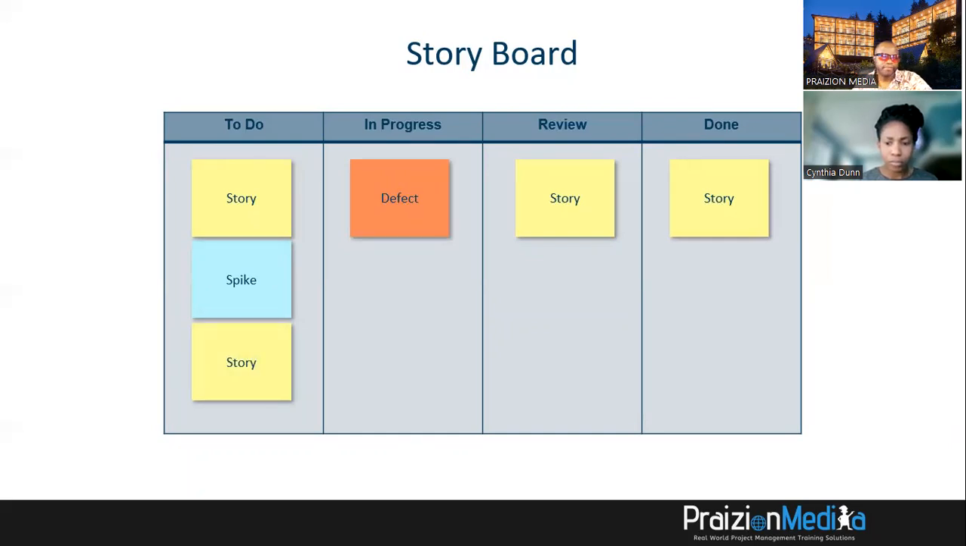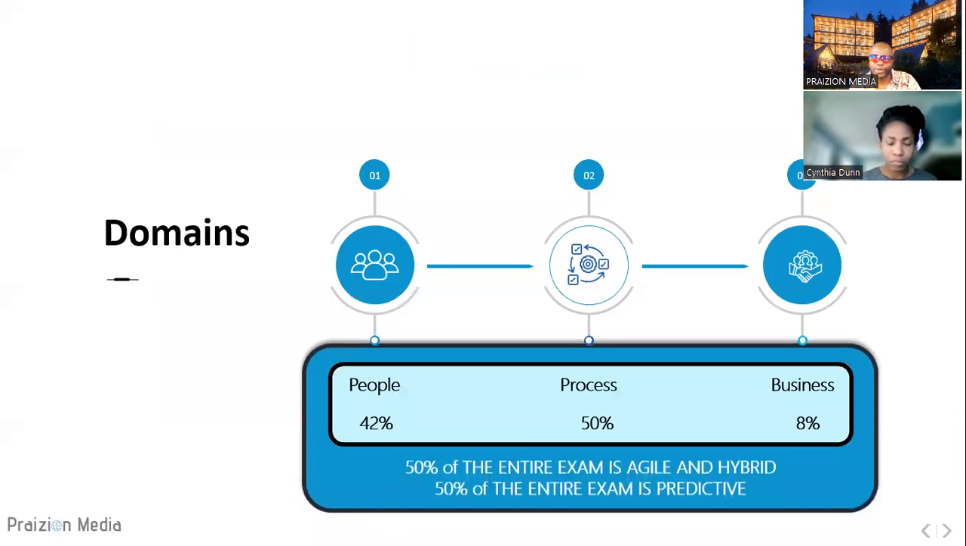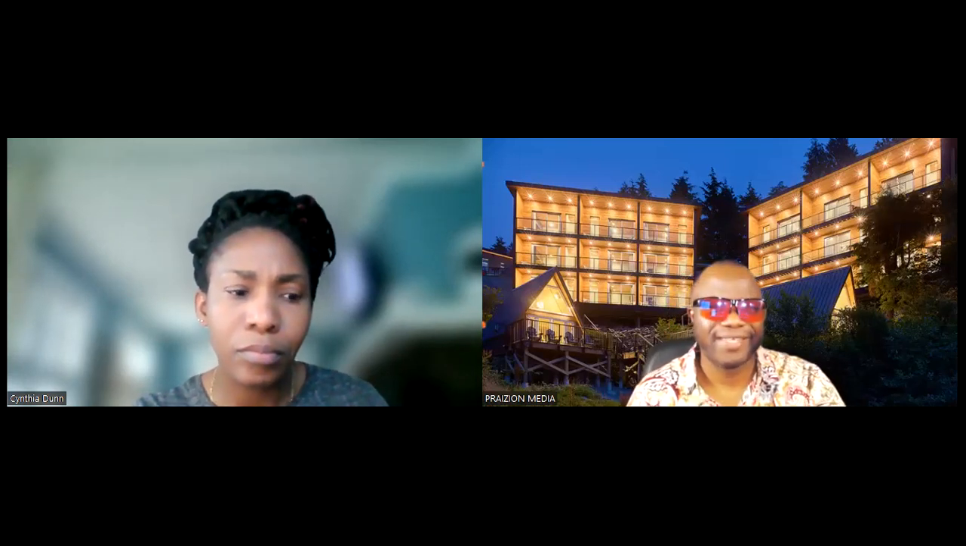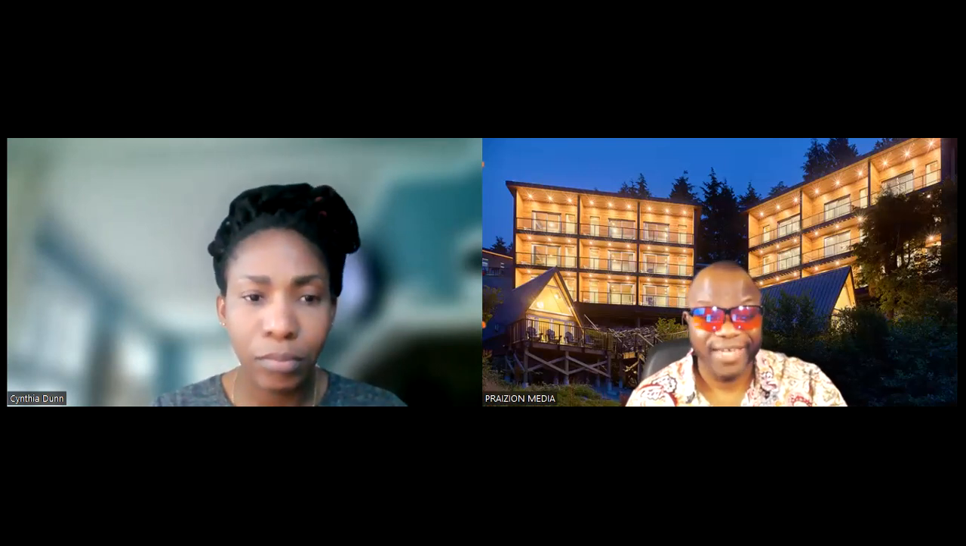Okay. To round this up, really focus on this breakdown of people, process, business, and then the slice of agile and hybrid being 50 and predictive being 50. PMI isn't playing. Don't bank on what a lot of people are saying. A lot of people are saying, well, you could only get like 10% predictive, everything else is going to be agile. That's a big fat lie. That has changed. You're now getting a whole lot of predictive. You're now getting a whole lot of hybrid on the exam.